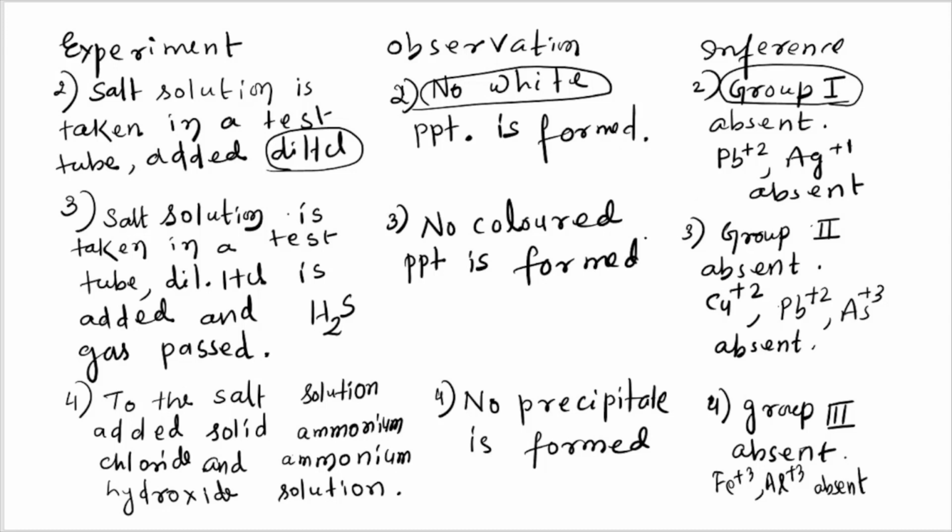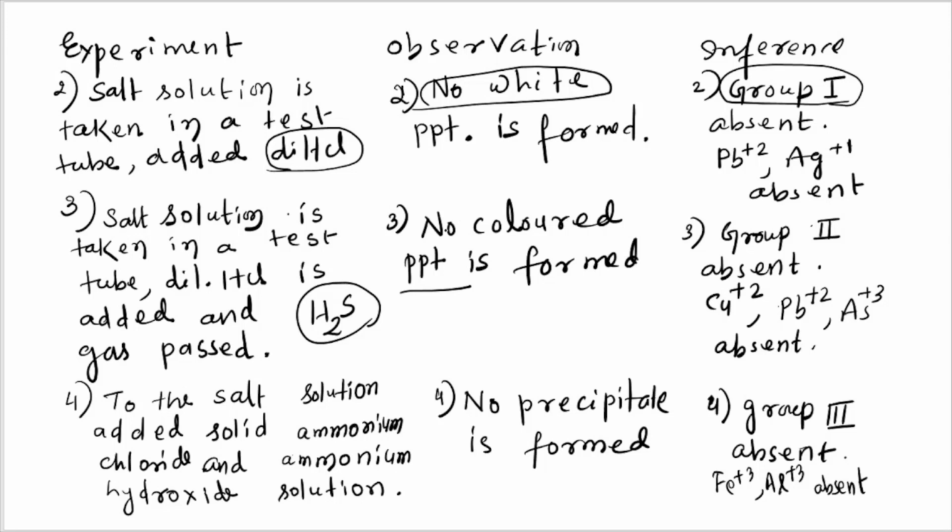See group 2. What will you do in group 2? To the same salt solution where dilute hydrochloric acid is added, you pass H2S gas. If group 2 is negative, the radicals are absent, so no colored precipitate is obtained. If copper plus 2, Pb plus 2, Sn plus 3 are present, then only can you say that group 2 is present, when a colored precipitate is obtained.